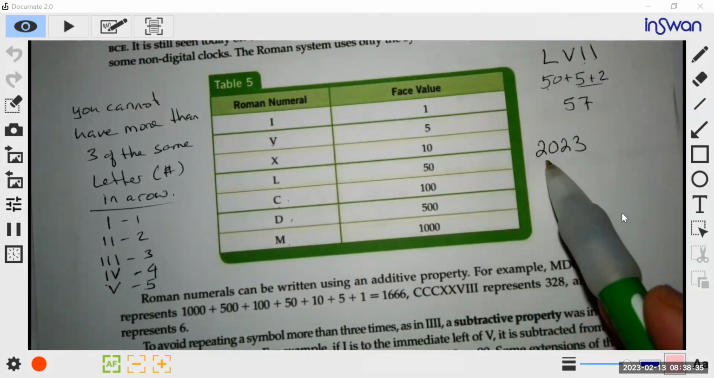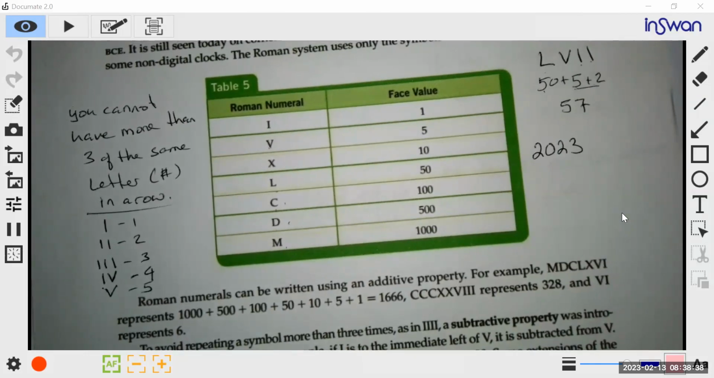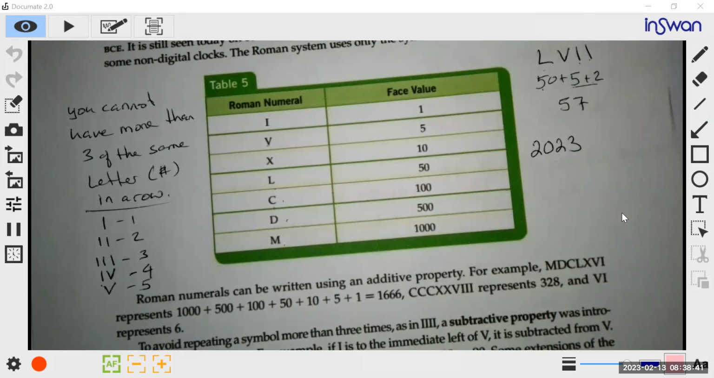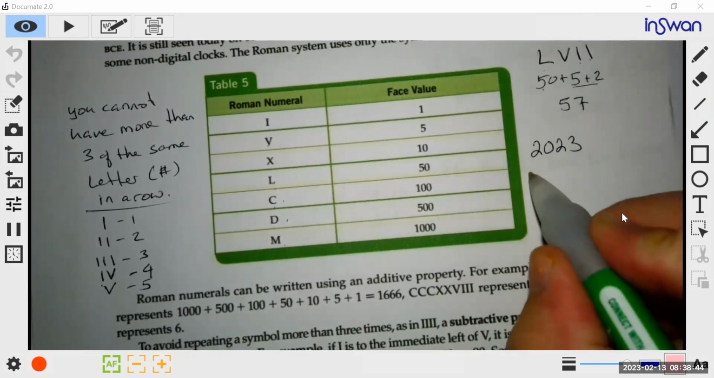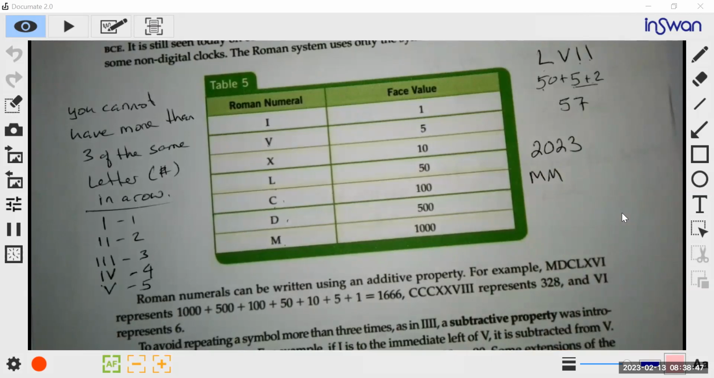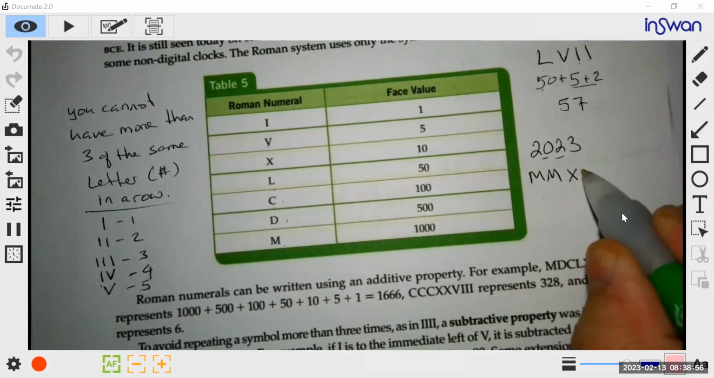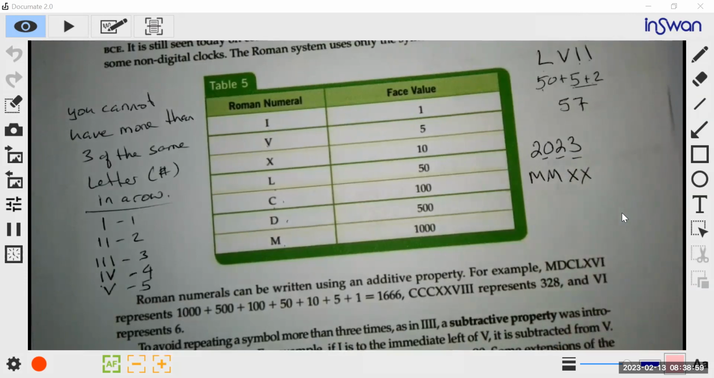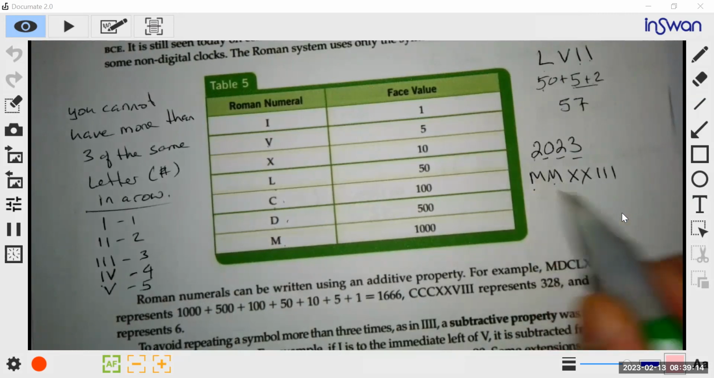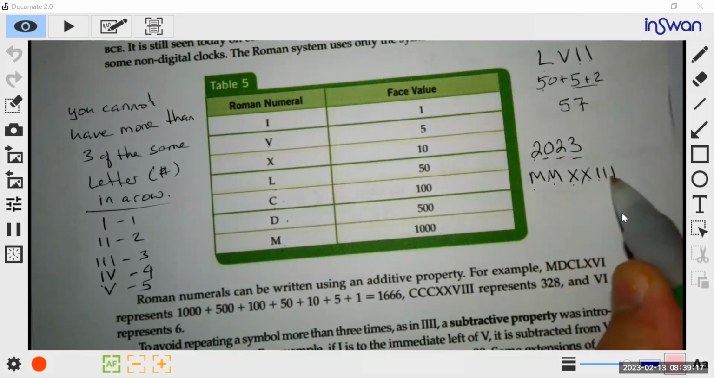So how would you write 2023? How would you write 2000? M. There's nothing in the hundreds. What's 20? X. And what's 3? That's 2023. It goes 1000 plus 1000 is 2000. 10 plus 10 is 20. 1 plus 1 plus 1 is 3.